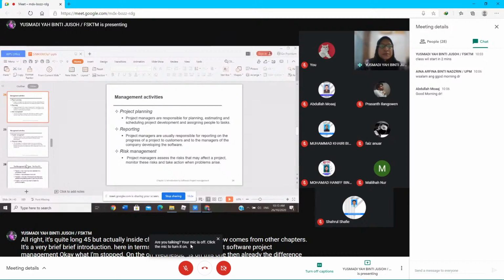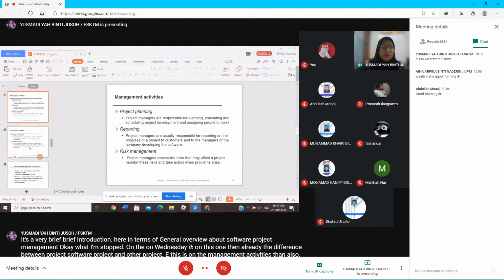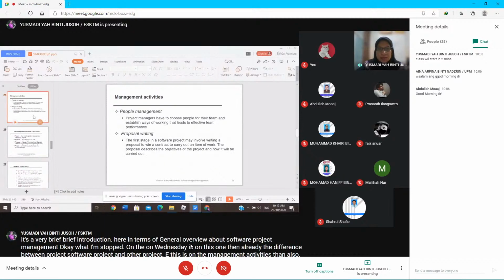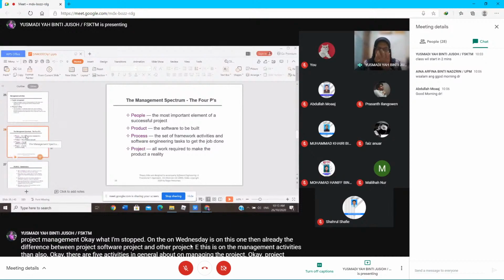Okay, this is on the management activities. There are 5 activities in general for managing a project: project planning, reporting, risk management, people management, and also proposal writing. Okay, in general. And what I'm going to explain now is slide 26, which is the project management spectrum. Okay, this is also an overview.